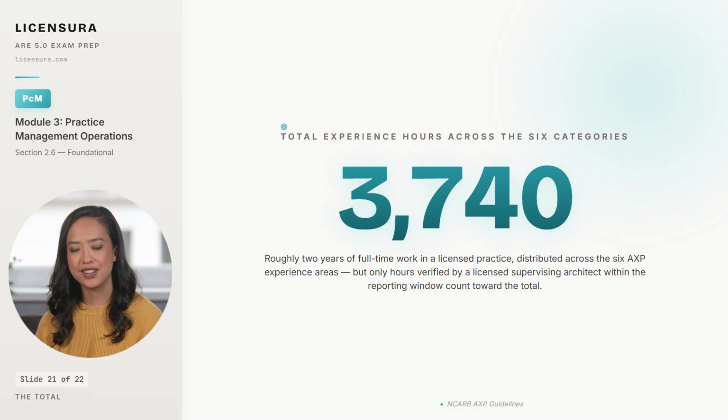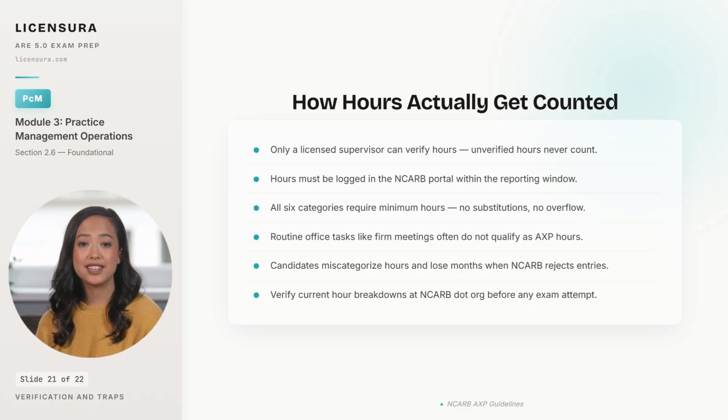NCARB also updates the program periodically. The hour breakdown current at the time of this lesson can change, so every candidate has to verify the live numbers at ncarb.org before relying on them for planning. 2 failure modes consume more years of candidate progress than anything else in the program. 6 rules that decide whether the hours actually count.